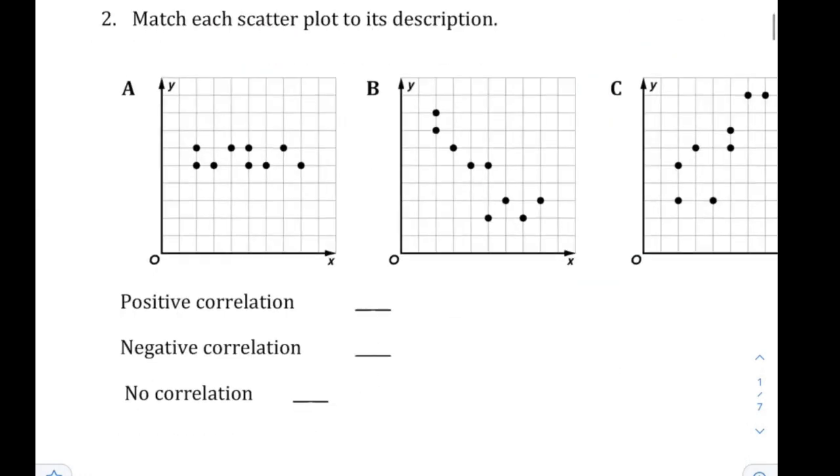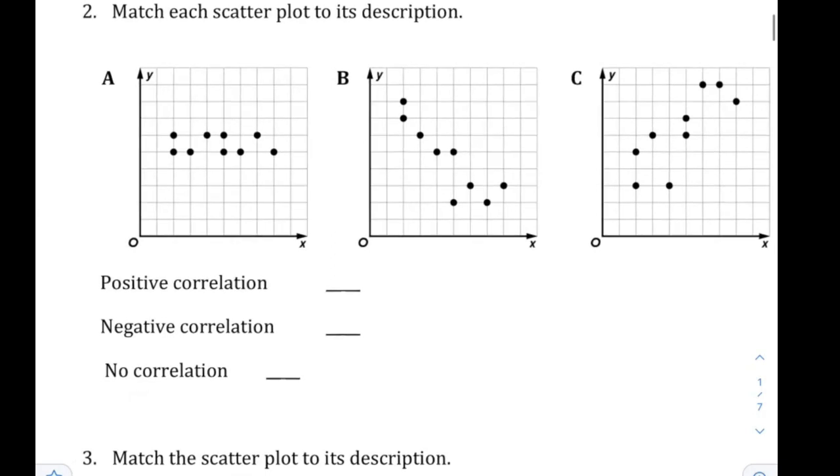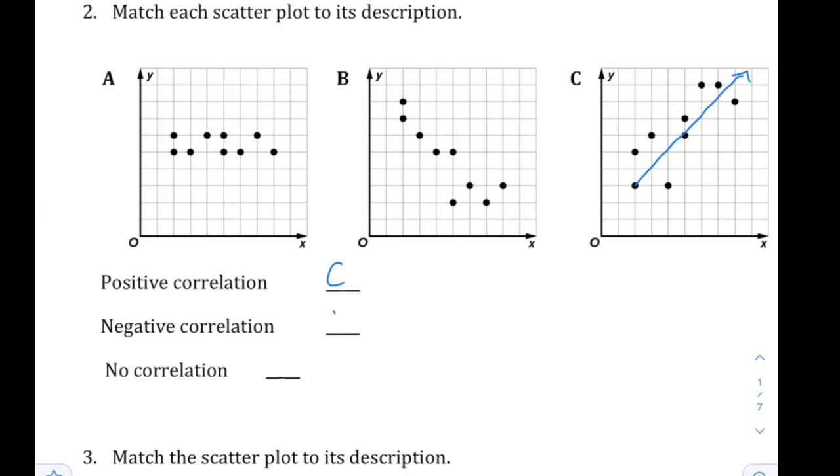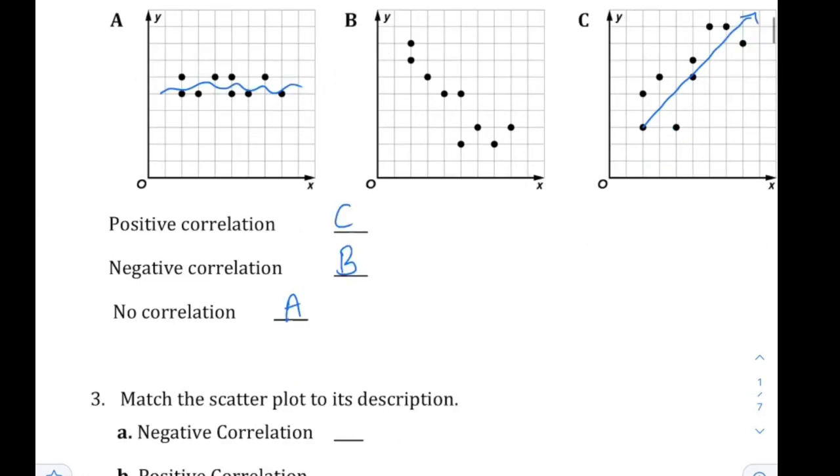Match each scatter plot to its description. Let's see now. It's very obvious that the positive correlation is shown by C, it's increasing, while B shows negative correlation and A shows no correlation. It is just going unstable.